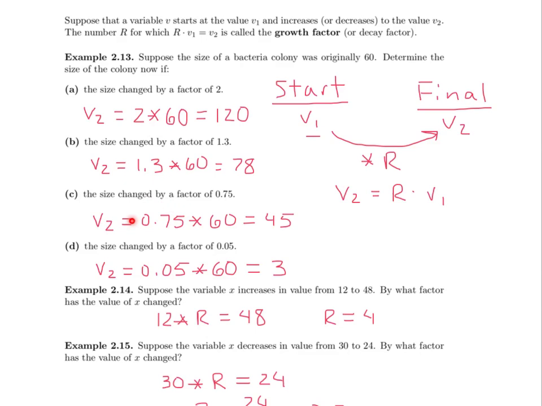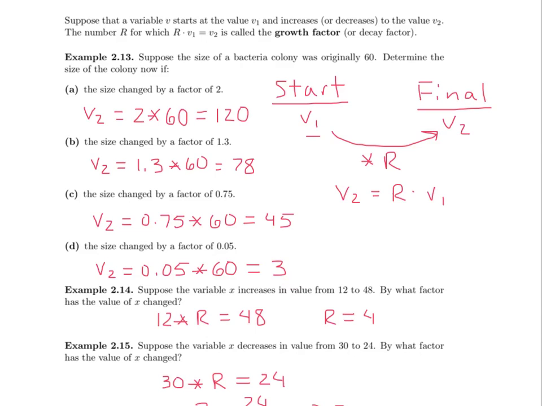If a factor is smaller than 1, as in these two parts, this corresponds to a variable that's decreasing. In parts C and D, the variable decreased from 60 down to 45 and then down to 3. Again, this corresponds to a factor that is less than 1.